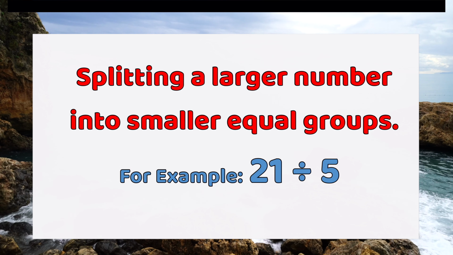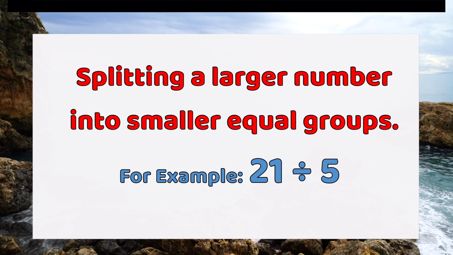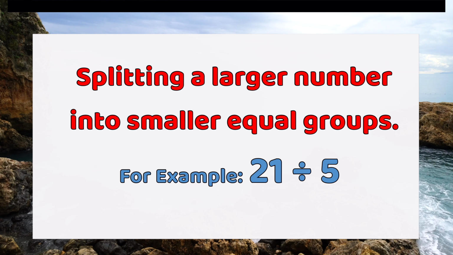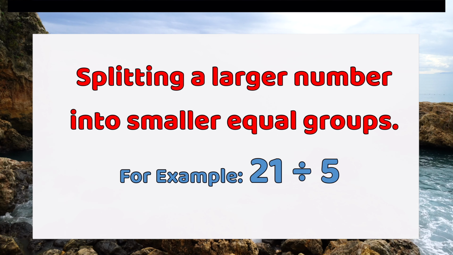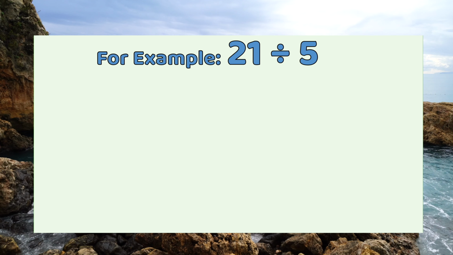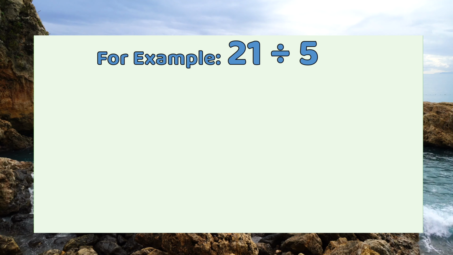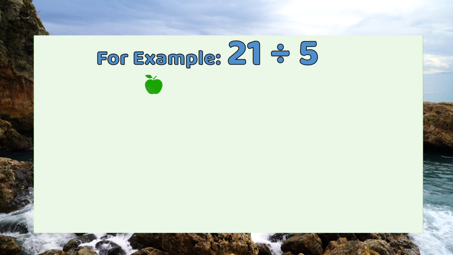21 divided by 5. This would be a typical division question. We have the larger number 21 and we're going to be dividing it into 5 smaller equal groups. Let's have a look at how that would play out. Okay, so here's our 21 divided by 5. And so if you imagine, for example, 21 apples.